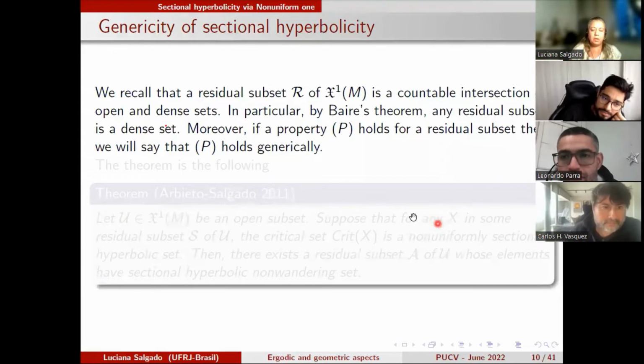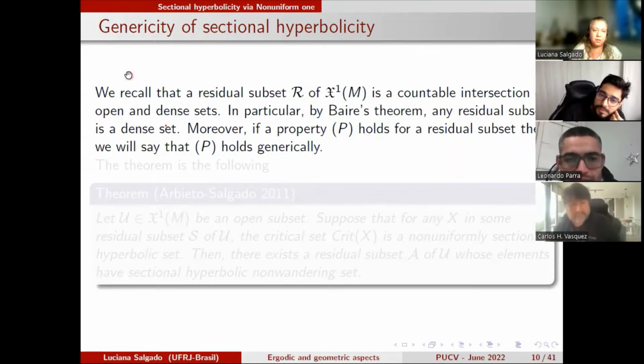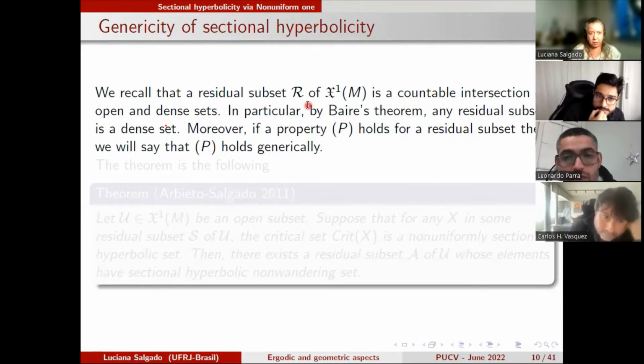Okay, so in this work I have made a relation of the non-uniform hyperbolicity that I have made there, and the genericity of sectional hyperbolicity. Okay, so remember that a residual subset is a countable intersection of open and dense sets, and by Baire theory, it is a dense set in a Baire space, and we say that if a property holds in a residual subset, it is generic. So my first theorem, I think, in my life is the following.